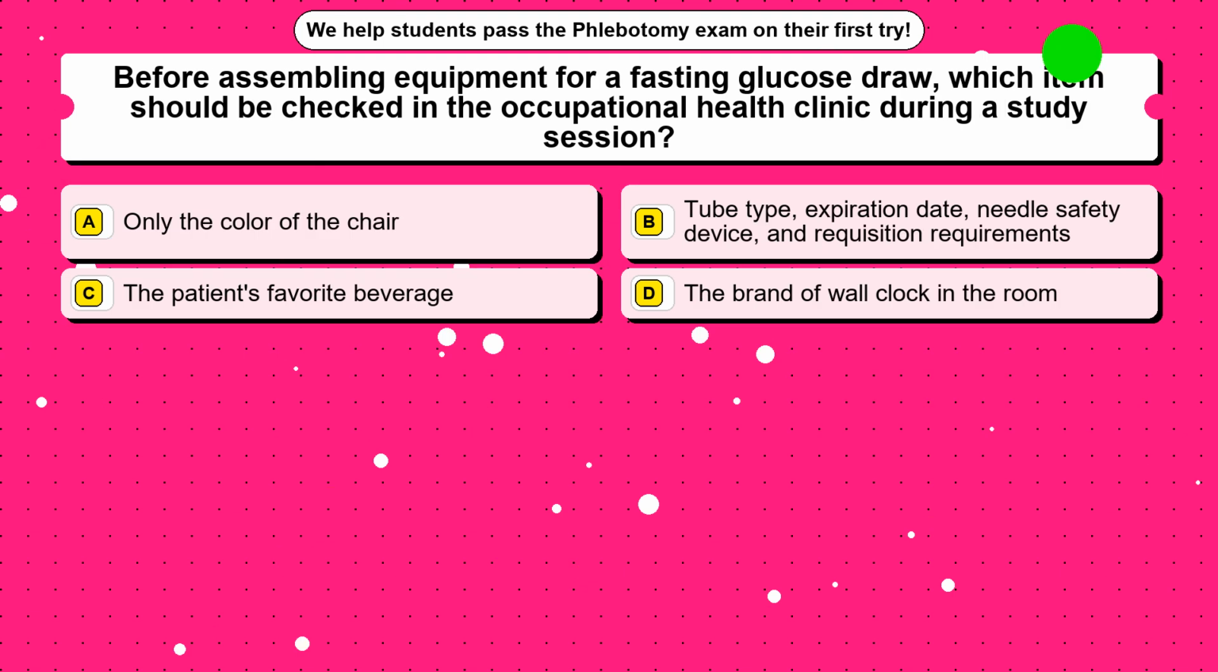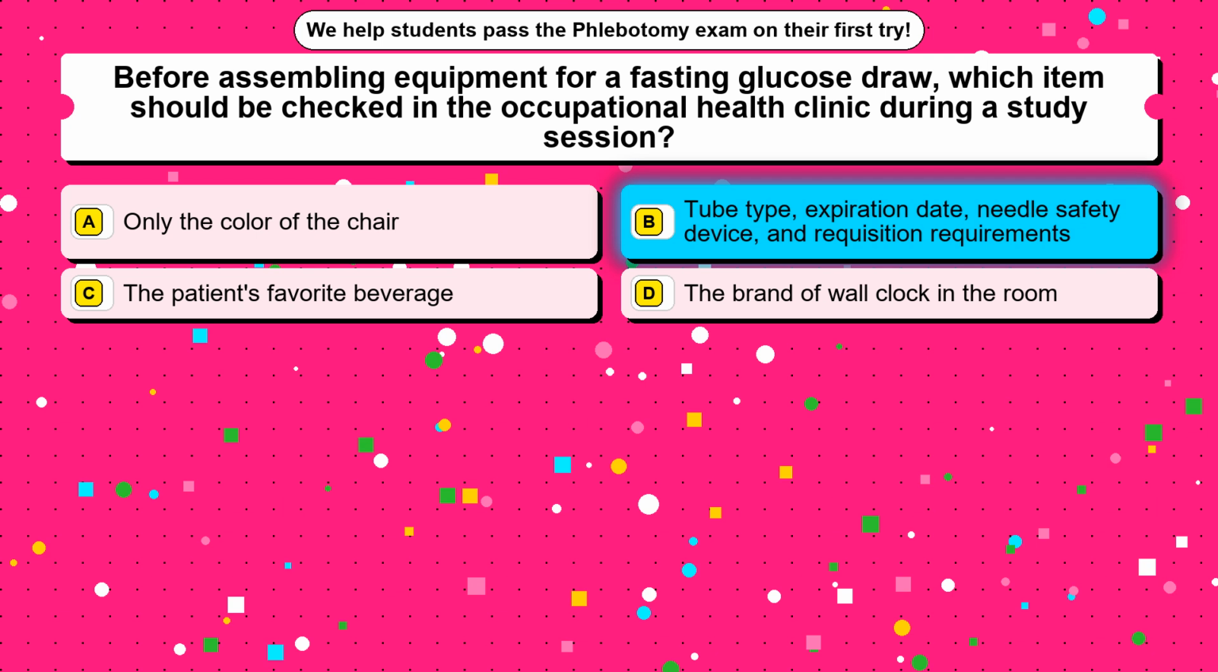Question 65. Before assembling equipment for a fasting glucose draw, which item should be checked in the occupational health clinic during a study session? Option A, only the color of the chair. Option B, tube type, expiration date, needle safety device, and requisition requirements. Option C, the patient's favorite beverage. Option D, the brand of wall clock in the room.